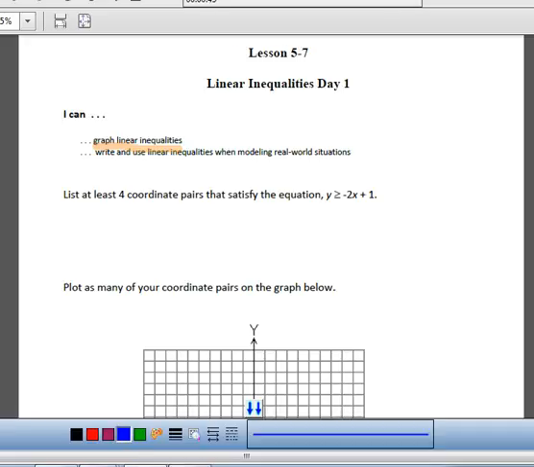Just remember the inequalities that we've dealt with in the past: less than, greater than, less than or equal to, greater than or equal to. Also, not equal to is an inequality, but we won't be dealing with that at all in this. Okay, so we have our first example, and I want to talk to you about what we're going to be doing with this.